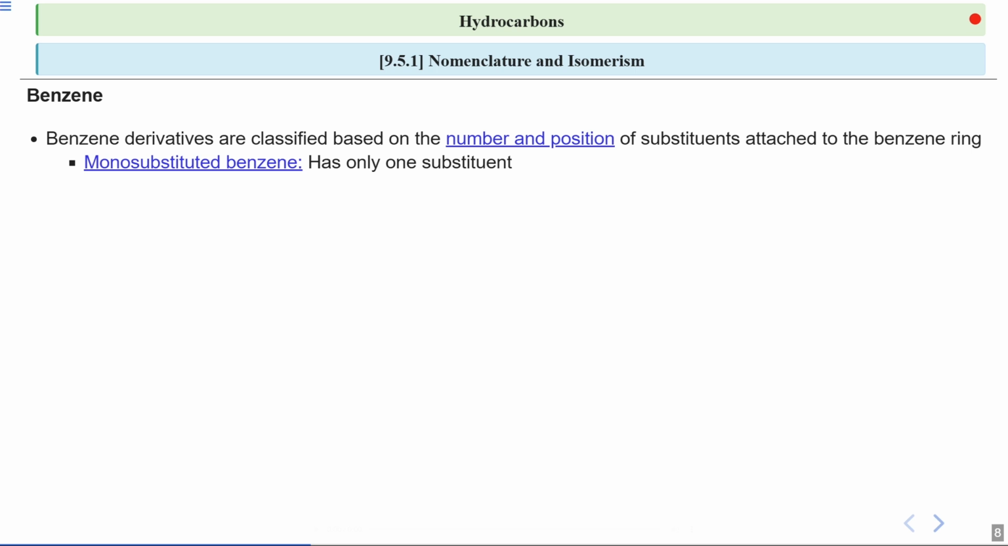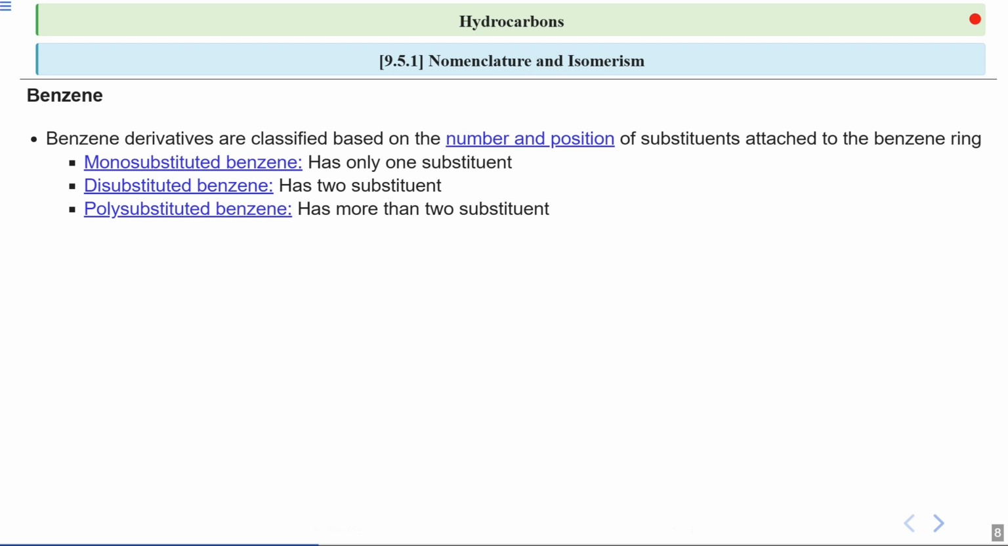First one is monosubstituted benzene. It has only one substituent, as the name itself says. Mono means one. This is the simplest type of substitution, and it is important to recognize because it sets the foundation for understanding more complex cases. Then we have disubstituted benzene, which has two substituents, and finally polysubstituted benzene derivatives that have more than two substituents attached to the ring. Poly means many, so these compounds can get quite complex. The arrangement and type of substituents can greatly affect the chemical behavior of the molecule.